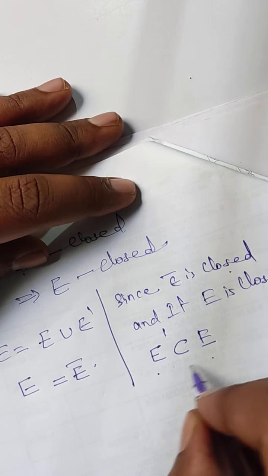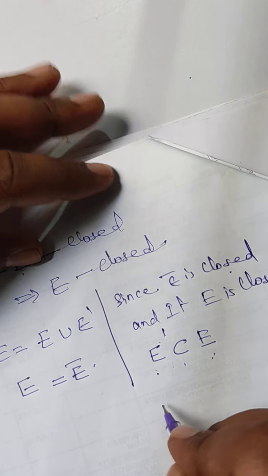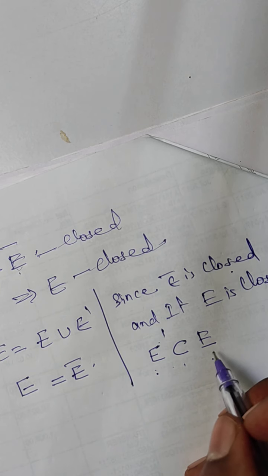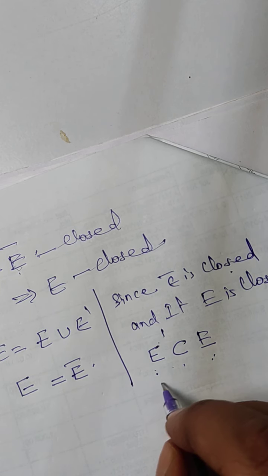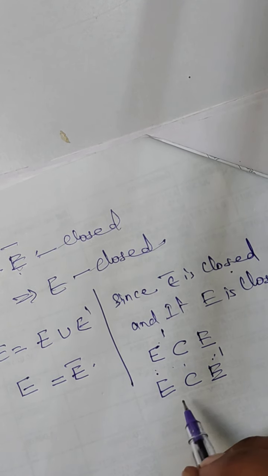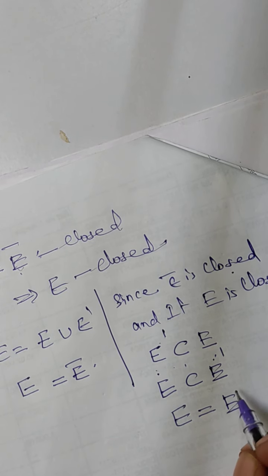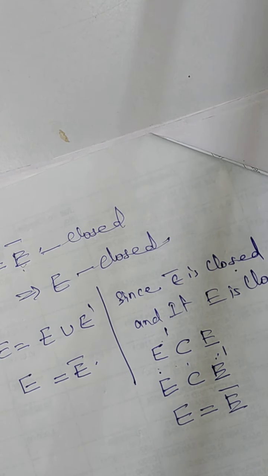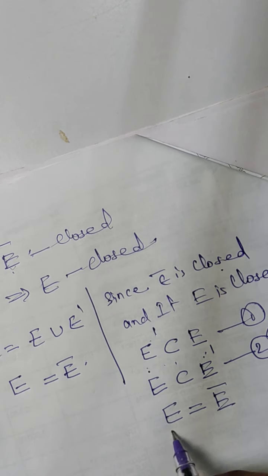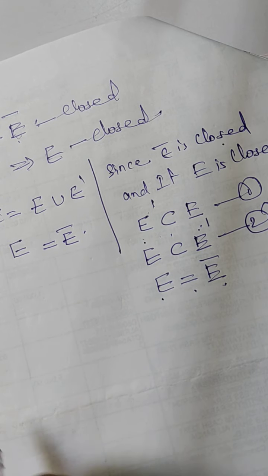So from there we can say that E dash is a subset of E, and since E closure is the largest closed set containing E, we get that E is a subset of E closure. From 1 and 2 we can say that E is equal to E closure. From this we can conclude that E is equal to E closure. This is pretty much simple.